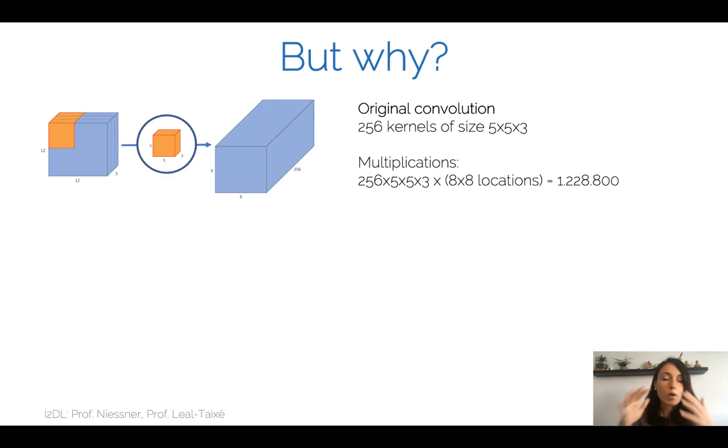But the question is, why do I want to do all of this, right? Why do I want to use depth-wise separable convolutions if in the end I want to have a representation which is 8x8x256? So again, let's look at the number of multiplications. With this normal convolution operation with a filter of 5x5x3 and 256 of these kernels, I'm going to have more than 1 million multiplications just for this particular convolutional layer.